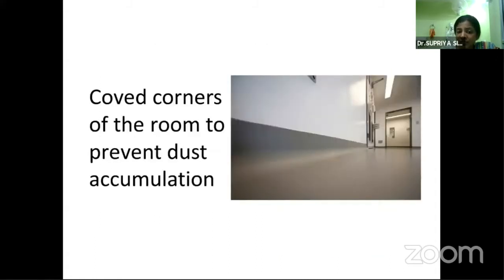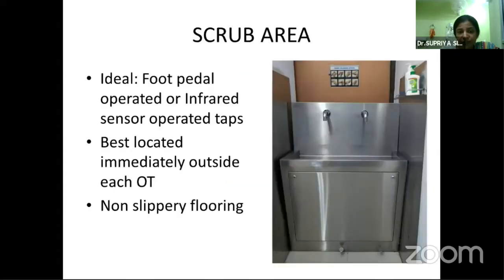Corners of the room should always be coved to prevent dust accumulation. Scrubbing area should be located immediately outside each operation theatre. Flooring in this area should essentially be non-slippery. Taps should be either foot pedal operated or elbow operated or infrared sensor operated.